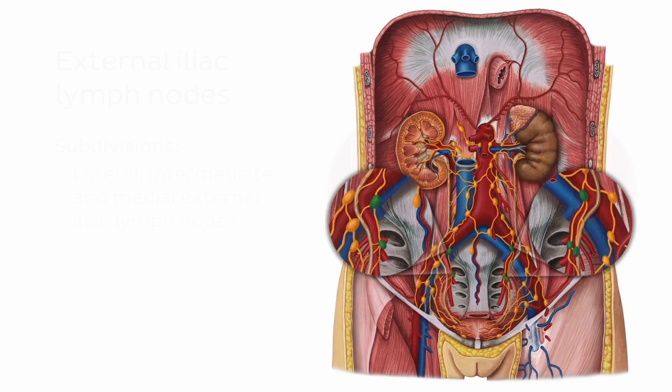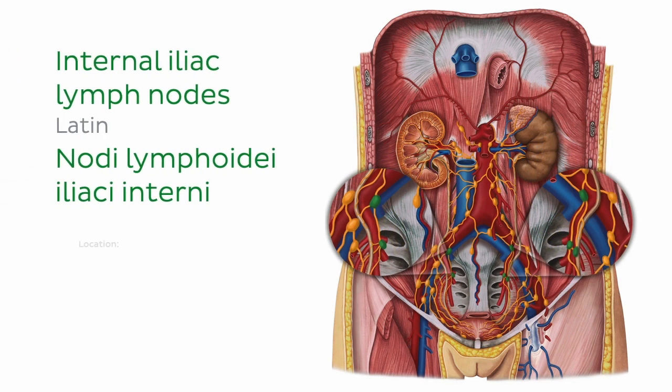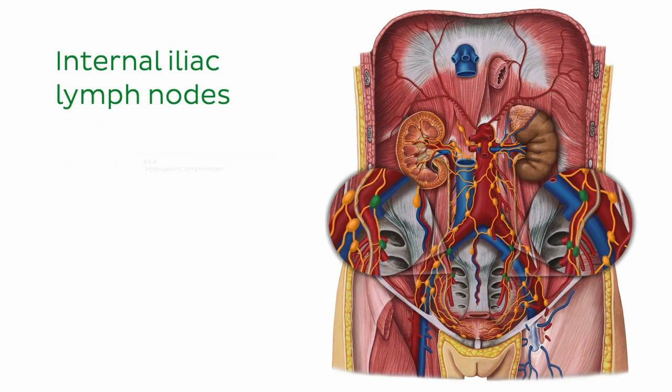We also have the internal iliac lymph nodes, which primarily surround the internal iliac artery, shown here in the anterior view of the abdomen. They are also sometimes referred to as the hypogastric lymph nodes, which makes sense given that the internal iliac artery used to be called the hypogastric artery.